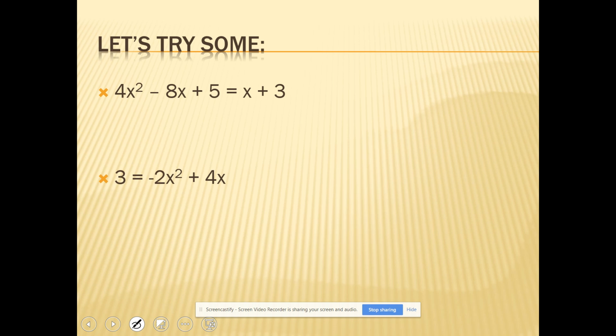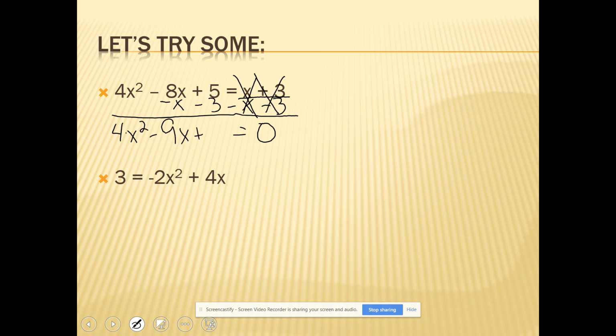So let's try some solving. Again, the very first thing we want to do is make sure that we have standard form and that it's equal to 0. Our first problem here is not equal to 0. We have this x minus 3. So we're going to move our x and our 3 over to the left with their like terms. This is a positive x, so we will subtract x from 8x. This is a positive 3, so we will subtract 3 from 5. These add to 0, so I now have 0 on the right side. And we have 4x squared minus 9x plus 2.